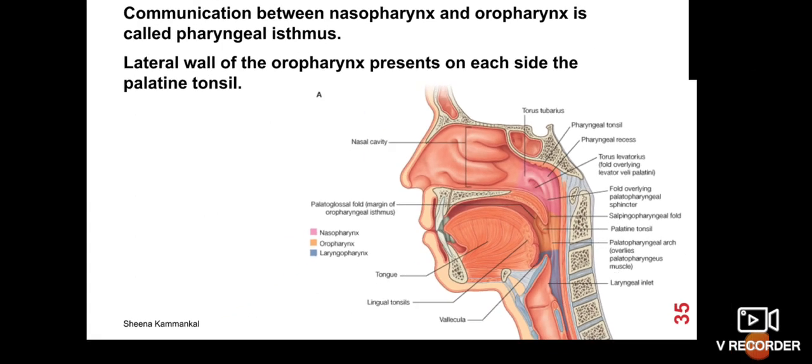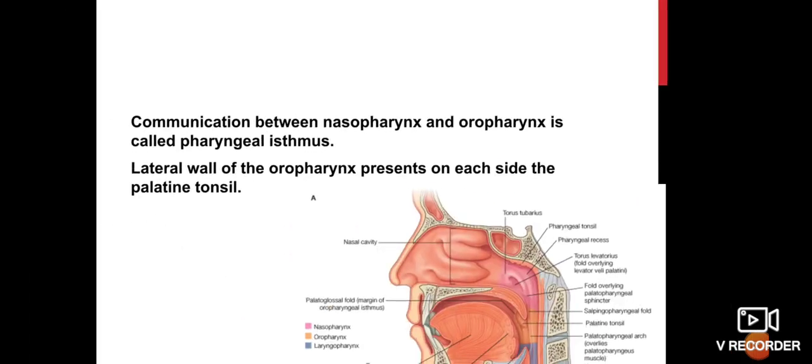That's called pharyngeal isthmus. The feature which is present on the lateral wall of the oropharynx is nothing but the palatine tonsil that now we are considering as the main tonsil of the body. Palatine tonsil you can see on either side of the soft palate in the lateral wall of the oropharynx.